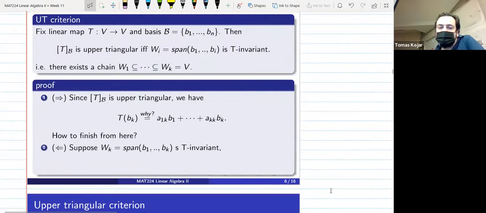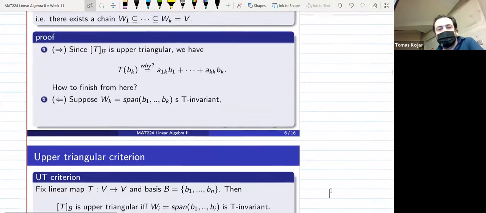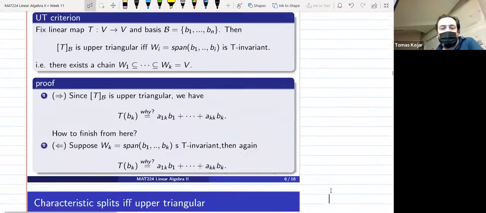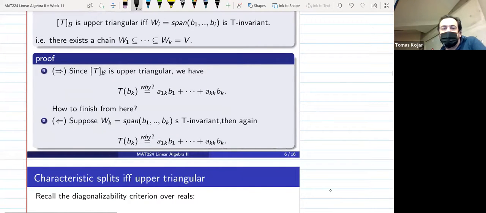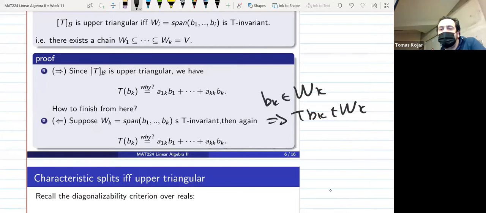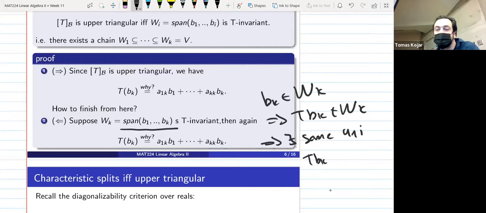But then if you start the other way, suppose you're T invariant. That means what? If you take one of these B_K in WK, then you have T B_K in WK, which is the span of these guys. So there exist some A_1i so that T B_K is equal to this summation, because you're in the span of them.